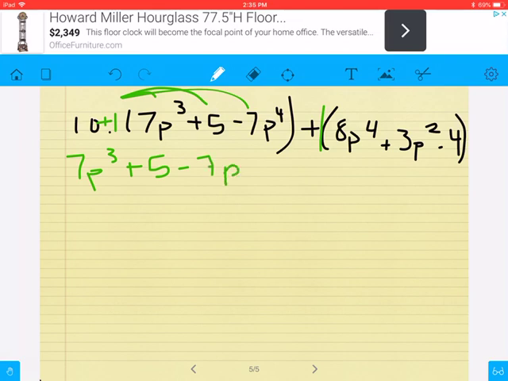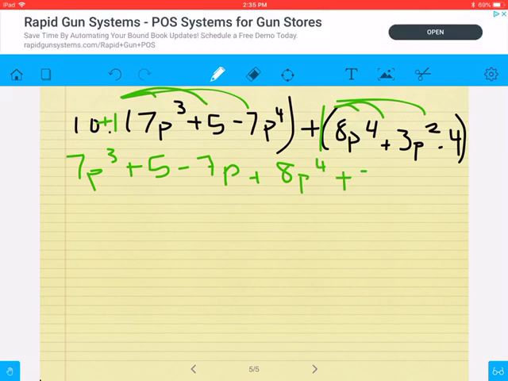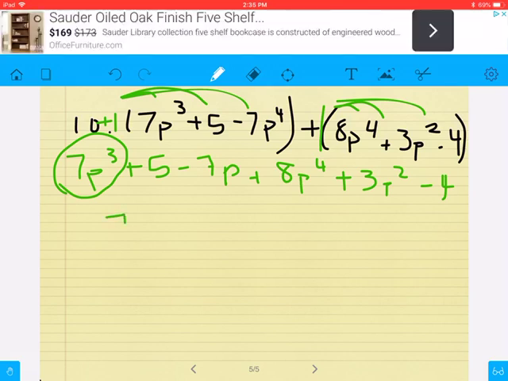And then same thing over here. There's no tricks or gimmicks or negatives. We just got a positive 1 in front of there. So all of our signs and our numbers are going to stay the same. And now we're just combining like terms. So we can go ahead and start with this 7p to the third. I'm not seeing any more p to the thirds, so that's just going to stay the same. We can cross it out as we go if you want to.